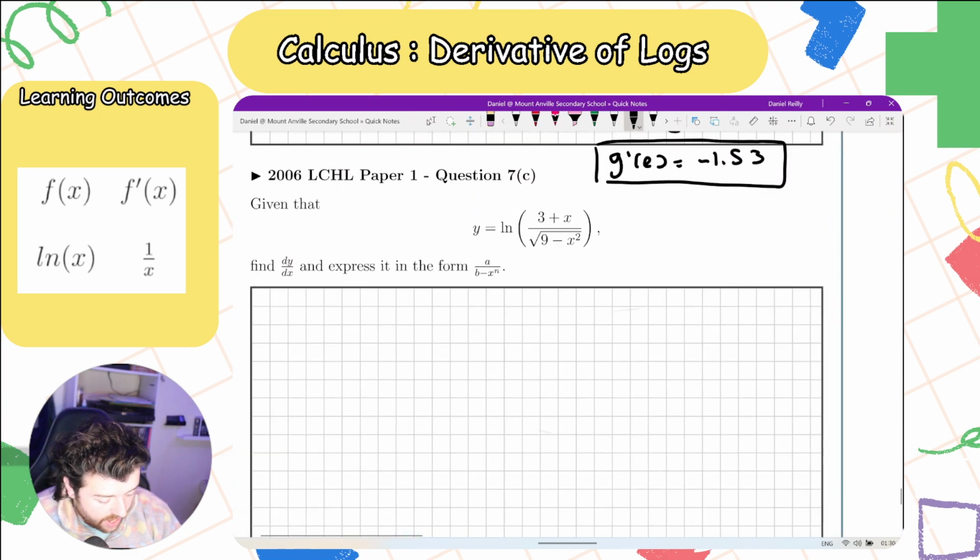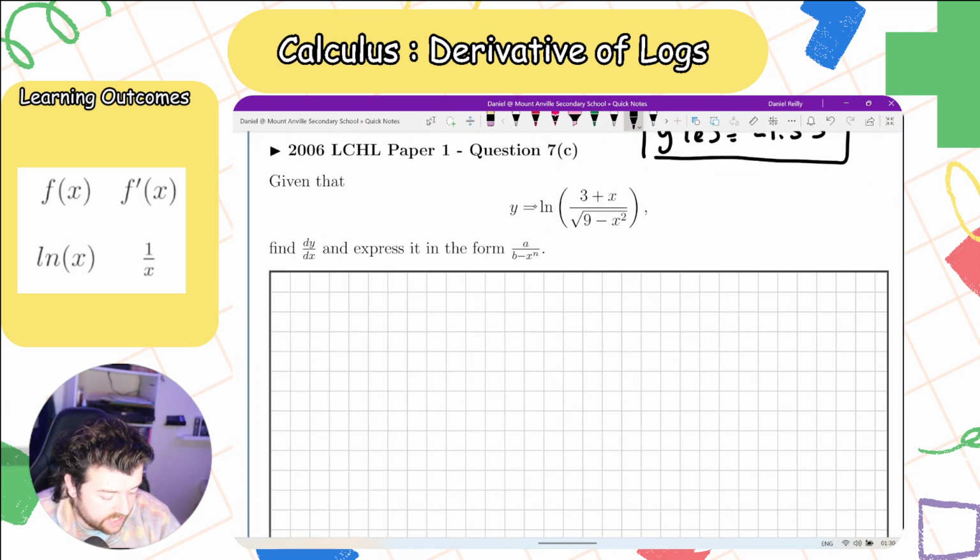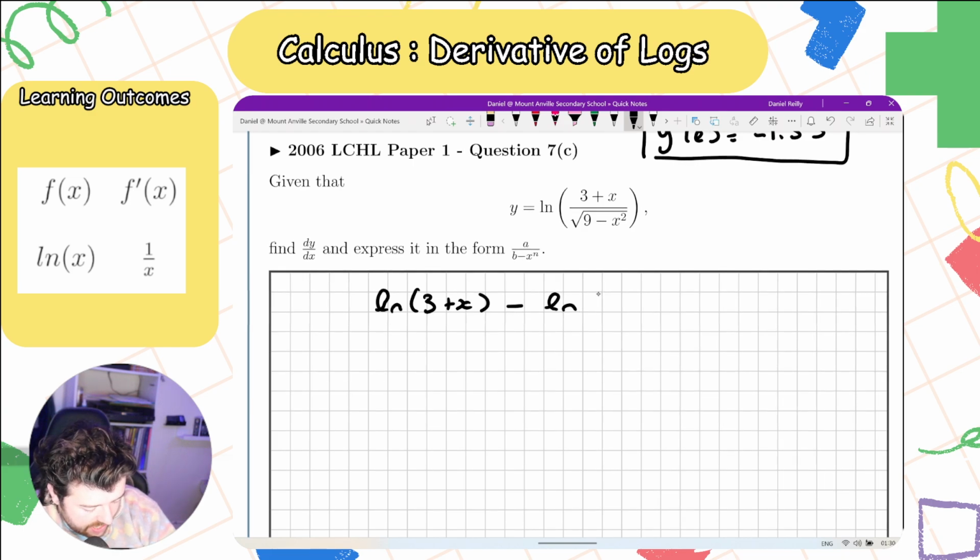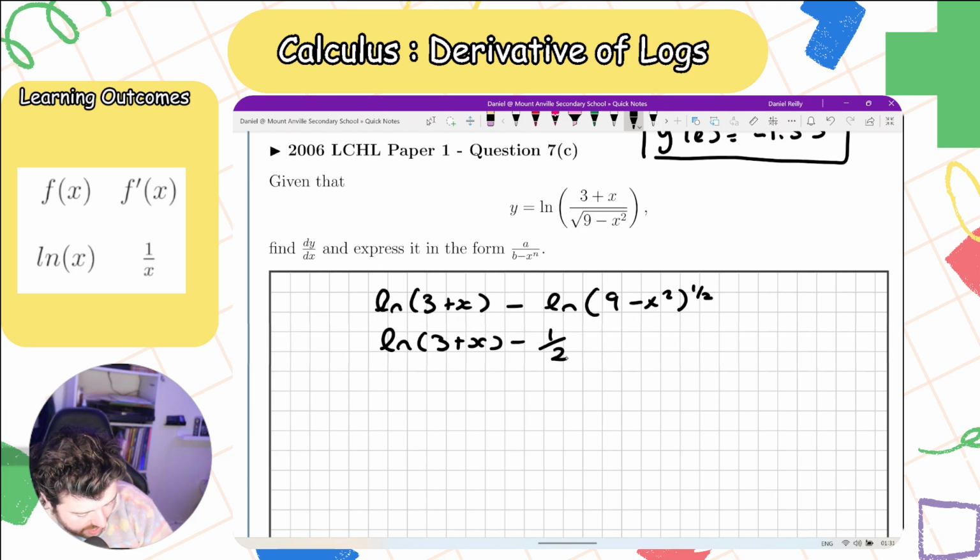Next one here, the final one is 2006. Y is equal to ln of 3 plus x over the square root of 9 minus x squared. So we need to find dy dx. So I'm looking here, right? Ugh, nasty. Rules of logs, however. I can split this up as ln of 3 plus x minus ln of 9 minus x squared, all to the power of a half. Actually, get rid of the root for a second. So ln 3 plus x minus a half ln 9 minus x squared.